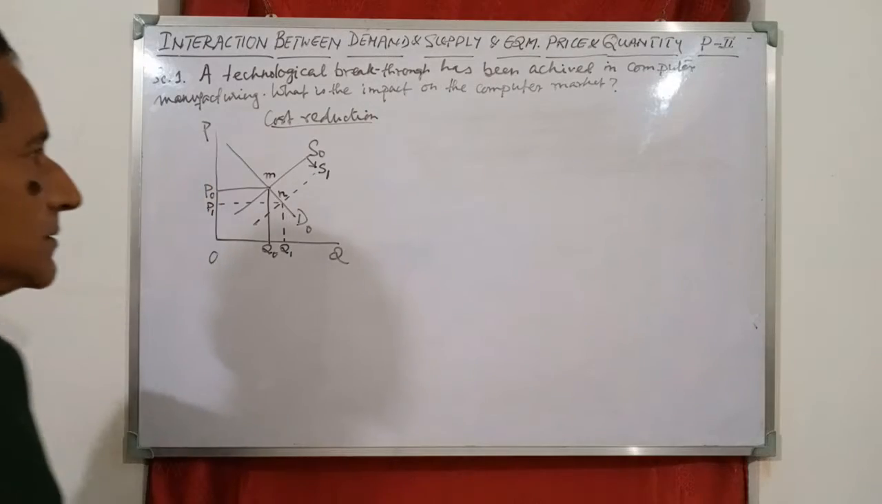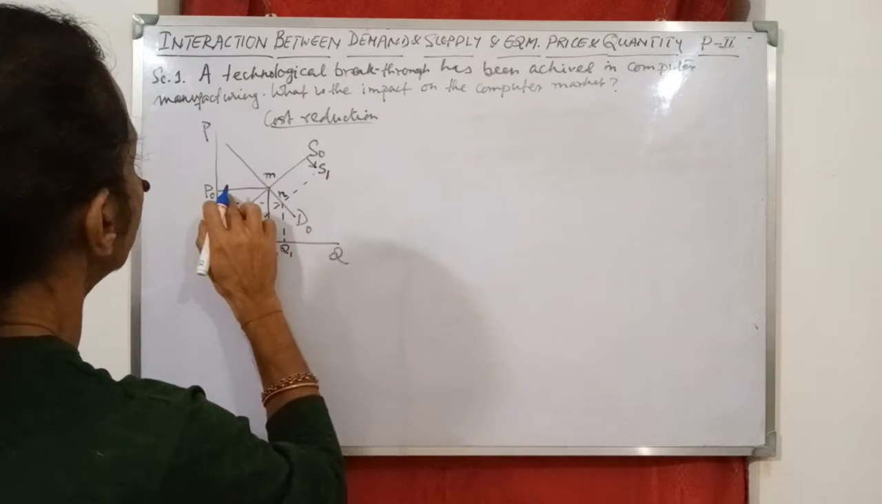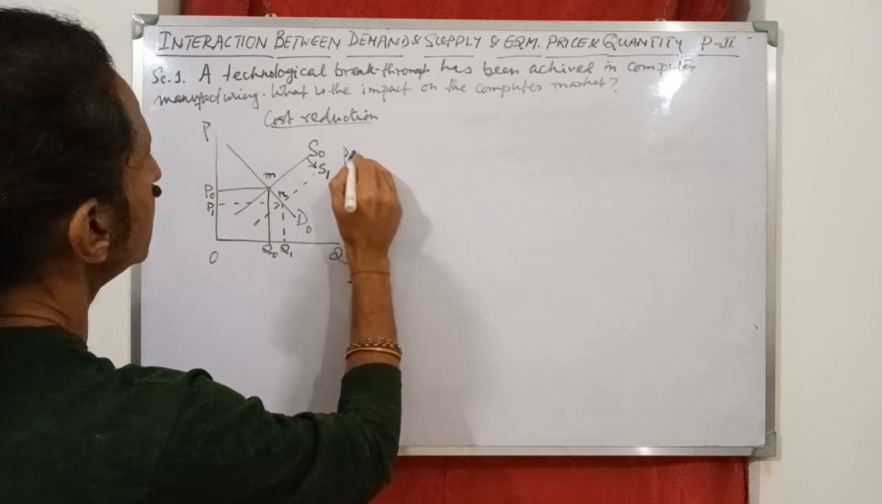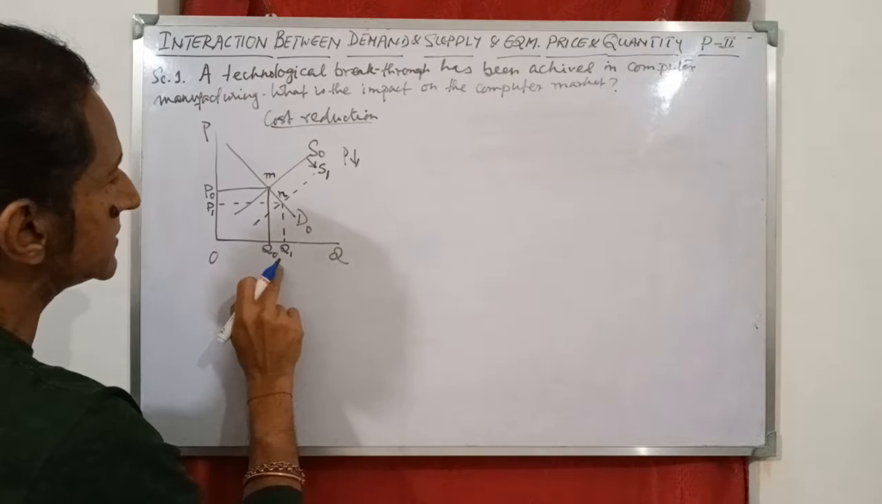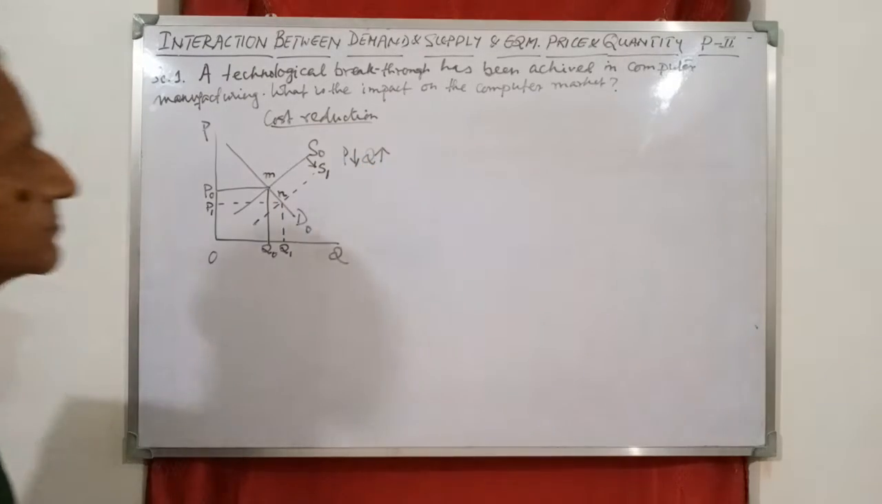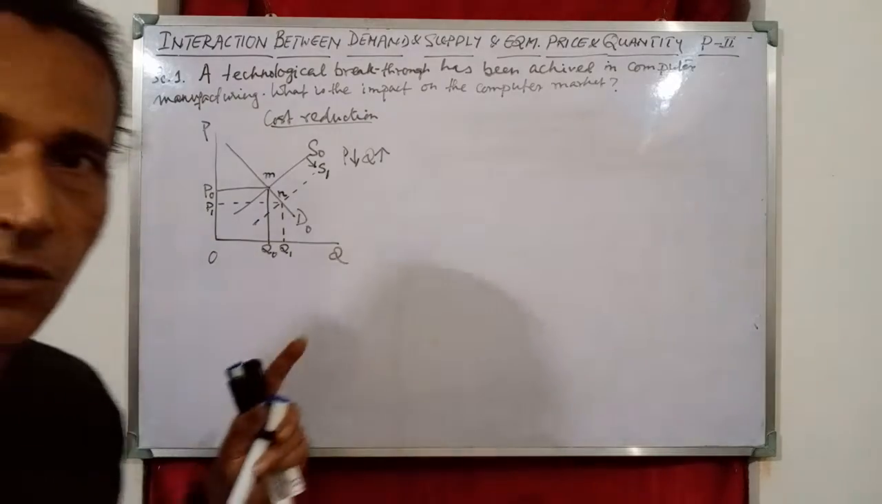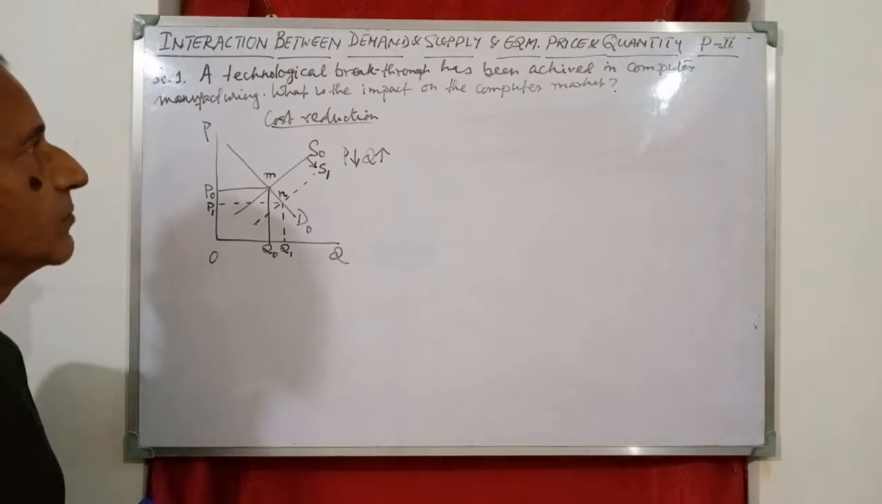Okay. So what is the net impact? Price is falling, so P comes down and quantity is increasing, Q goes up if there is only cost reduction as a result of technological improvement or breakthrough.